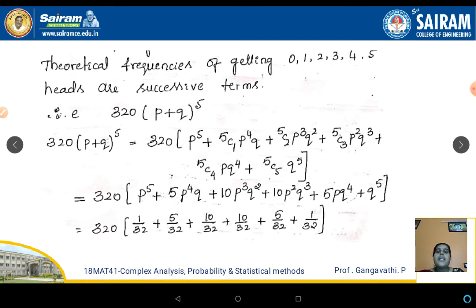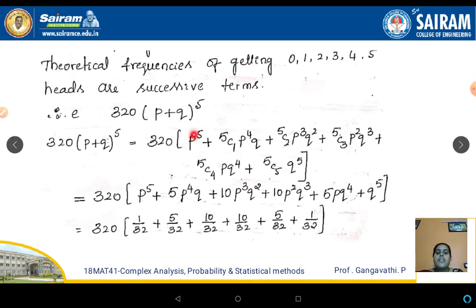Now the theoretical frequencies of getting 0, 1, 2, 3, 4, 5 heads are the successive terms. However many heads you get, whether 0 heads, 1 head, 2 heads, 3 heads, 4 heads or 5 heads. So out of 320 tosses, the theoretical frequencies are the successive terms of 320 into (p plus q) to the power of 5, because 5 coins have been tossed at a time. Now 320 into (p plus q) to the power of 5 can be expanded by using the binomial expansion.